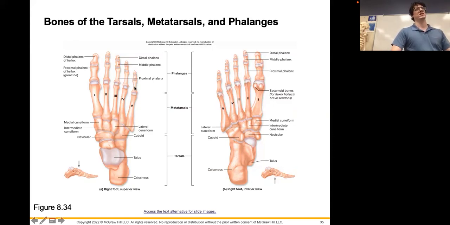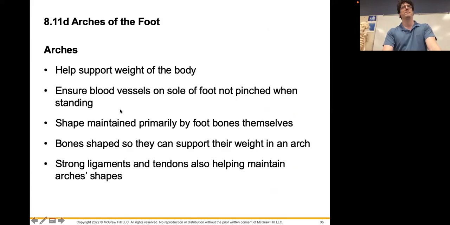And just like in the hand, we have 3 phalanges: proximal, middle, and distal, in our digits, the same way we did in the fingers. And just like we had in the hand, our single large digit only has 2 bones. So we have proximal and distal phalanges in the thumb, or in this case, the big toe.